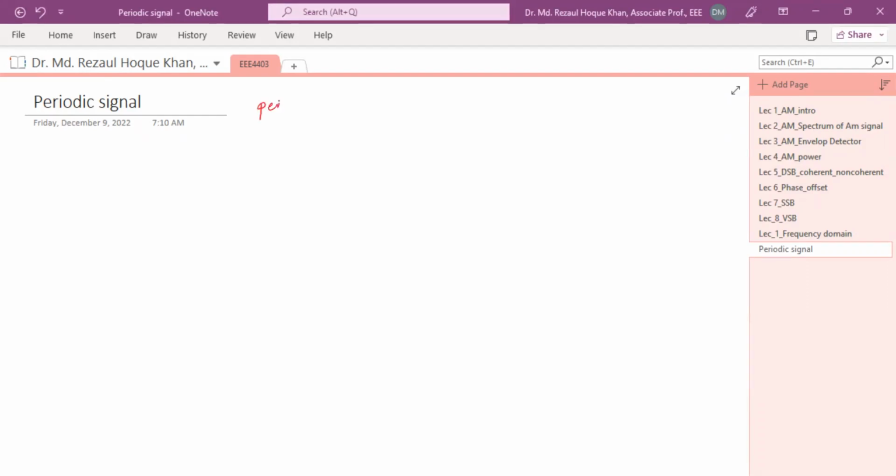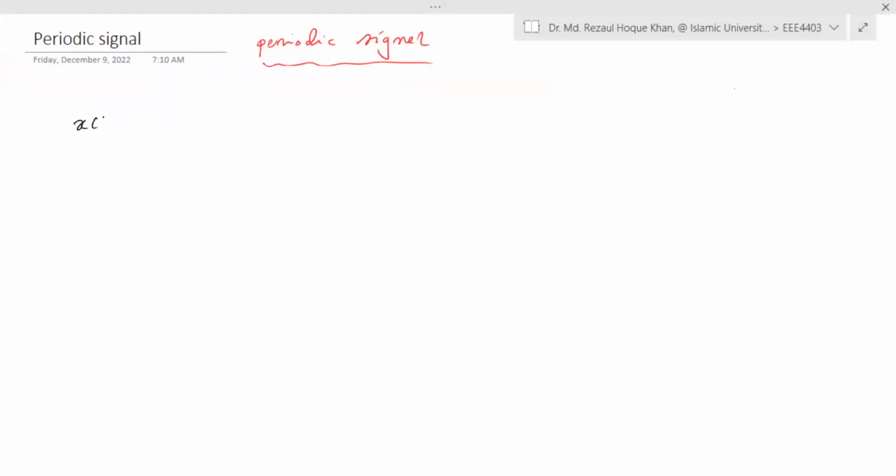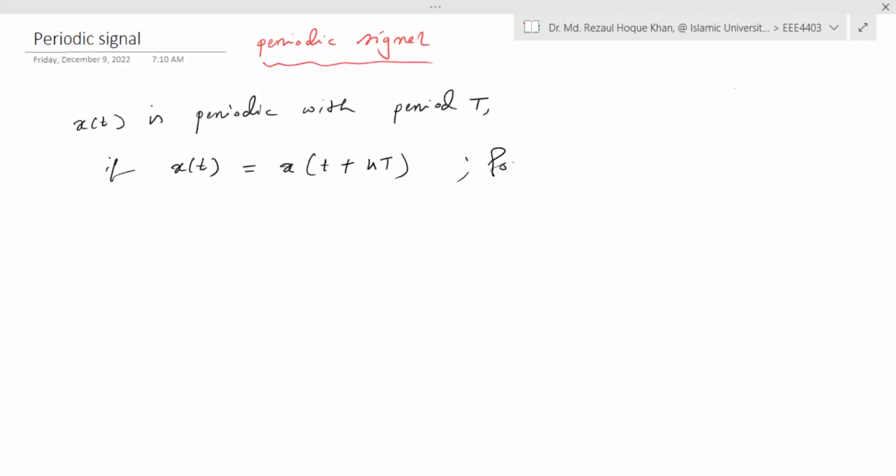Let us give a short definition of a periodic signal. So, what is a periodic signal? A signal x(t) is periodic with period T if x(t) = x(t + kT). This is the condition for all t and all k, where k is an integer.